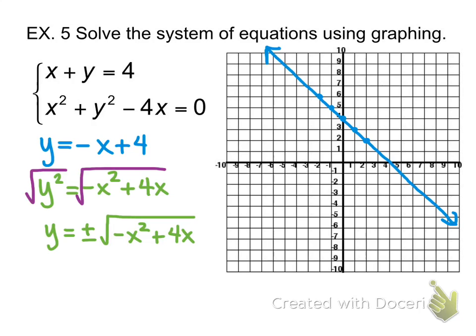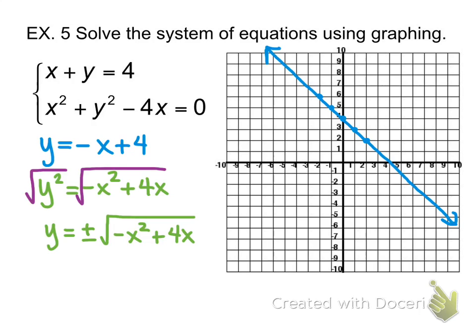When you go to put this in your calculator, you don't have a plus or minus button. So you're going to have to put this in as two separate functions. You can put the positive square root in y2 and then the negative square root in y3. And you want to keep the blue equation, negative x plus 4, in y1. We want all of these in the same graph so we can see where they intersect. So you can go to your table and get some values for y2 and y3 and plot your points.